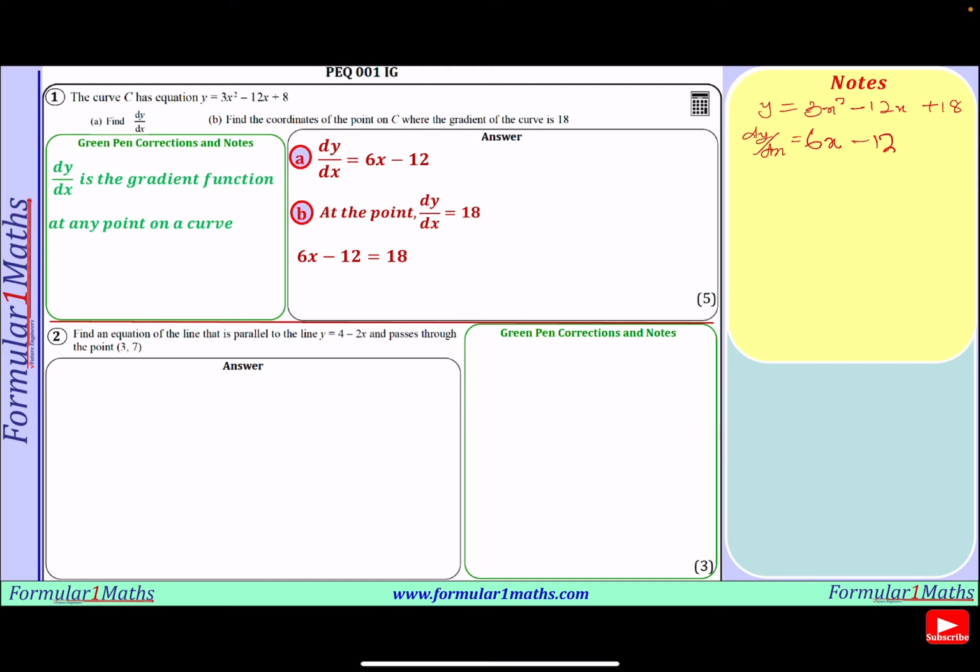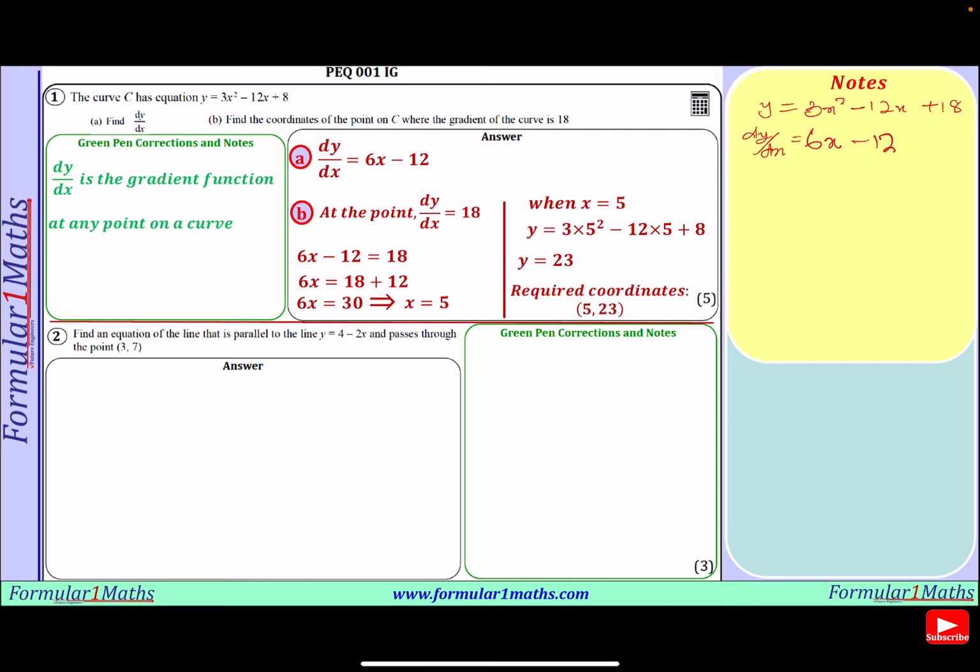So when we solve that, we're going to get 5, and that means at that point, the x coordinate is 5. We need also to find the y coordinate. So when x is 5, all we need to do is to substitute x into this equation here to get our y. So if we do that, we get this. Evaluate, we get 23. That means the coordinates we're looking for is 5, 23.